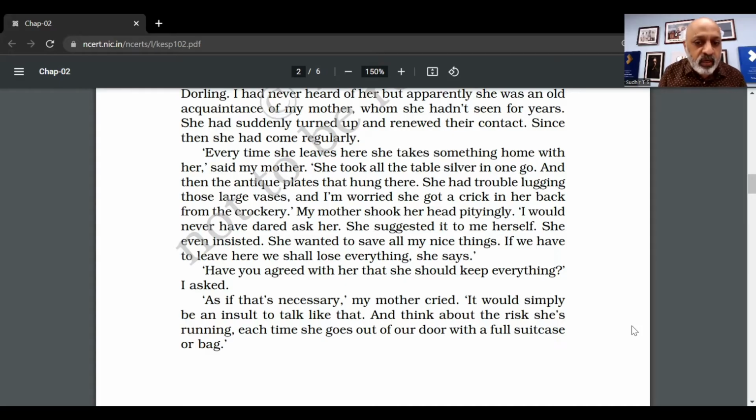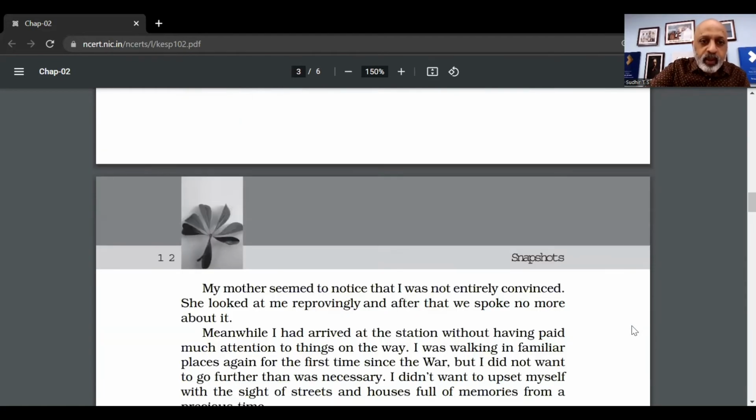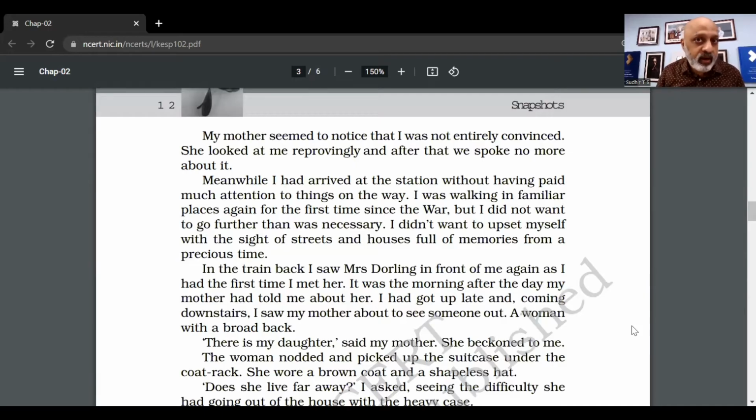It should simply be an insult to talk like that. Can I ask her that, she could keep everything? And think about the risk she's running each time she goes out of her door with a full suitcase or bag. So the mother sees everything from a very different kind of perspective. My mother seemed to notice that I was not entirely convinced. The daughter is not happy about it. She's not convinced about what her mother is saying. She looked at me reprovingly. Reprovingly means something which she does not approve of. And after that, we spoke no more about it.